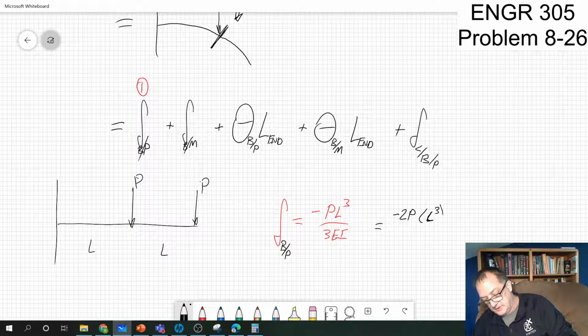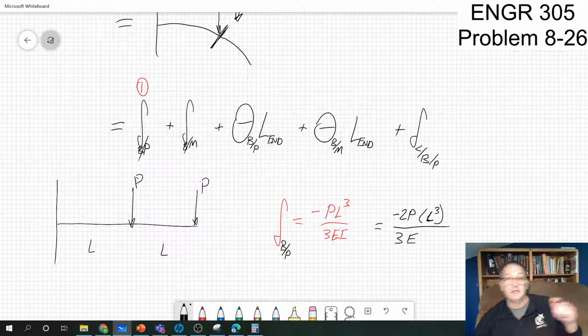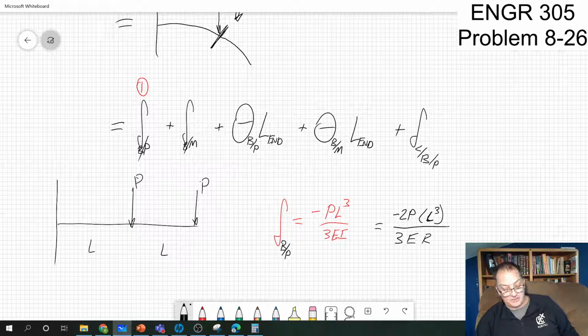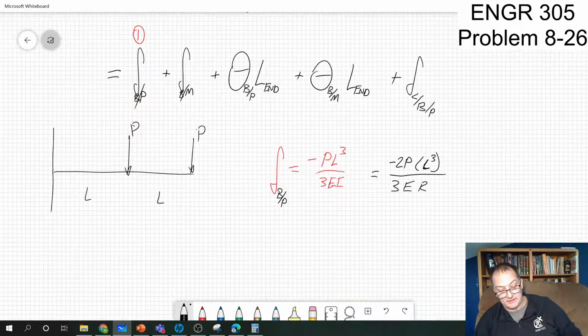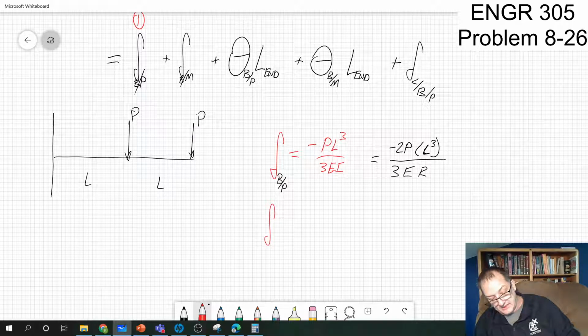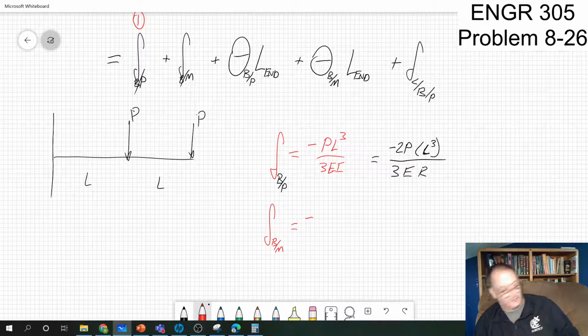L cubed over 3E. Young's modulus is Young's modulus. But this is R. The I for this section is R, or it's equal to 2I. I'm just going to put it as R for right now. We'll substitute that out later. There's my first term. I'm going to write it in red because these terms use the wrong variables.